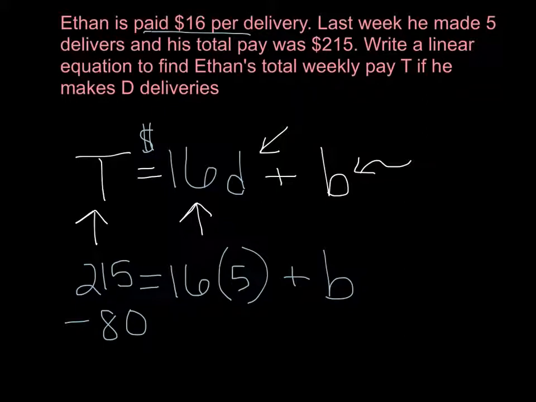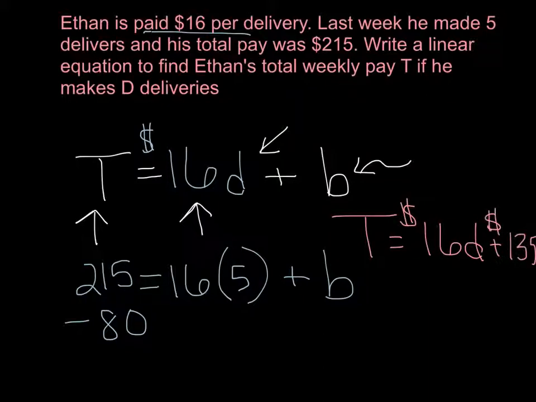So you go back and you plug it in your original equation. So T equals $16 times each delivery plus $135, which is what he originally already had. So that would be your equation for the total pay T if he made D deliveries.